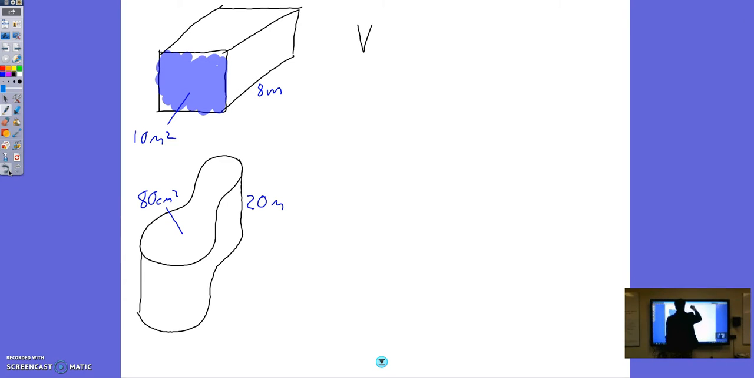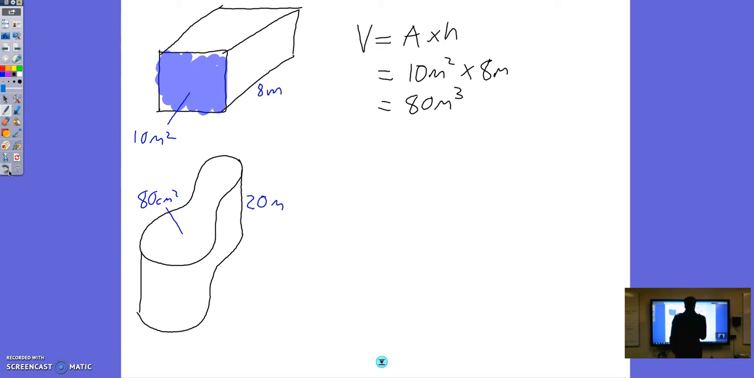So the volume of this shape, which is area times the height, in this case, is going to be 10 meters squared multiplied by 8 meters, which is going to give us 80 meters cubed. If the area of the cross-section is provided, it's a very straightforward process.